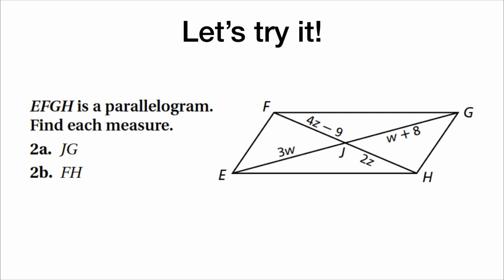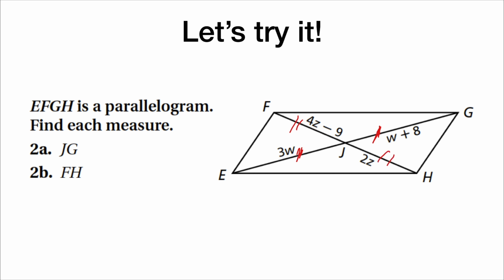All right, so next, this is going to be dealing with the fact that these angles are bisected, or these sides are bisected. So EFGH is a parallelogram. Find each measure. So that means that this and this are congruent, and then these are congruent as well.